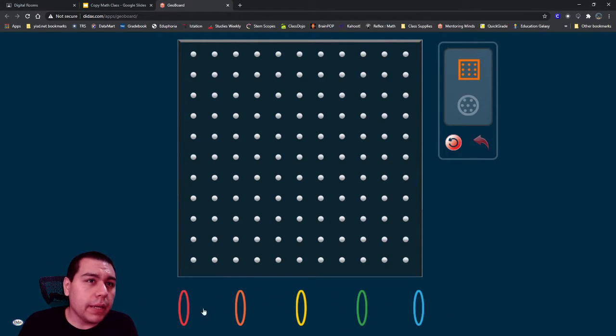I'm going to pick a rubber band, whatever color I want. It's up to me. I'm going to pick orange. I'm going to put it there. So I notice that it's got one peg it's wrapped around. I'm going to stretch it out. Put it around another one. So now I have an orange line.